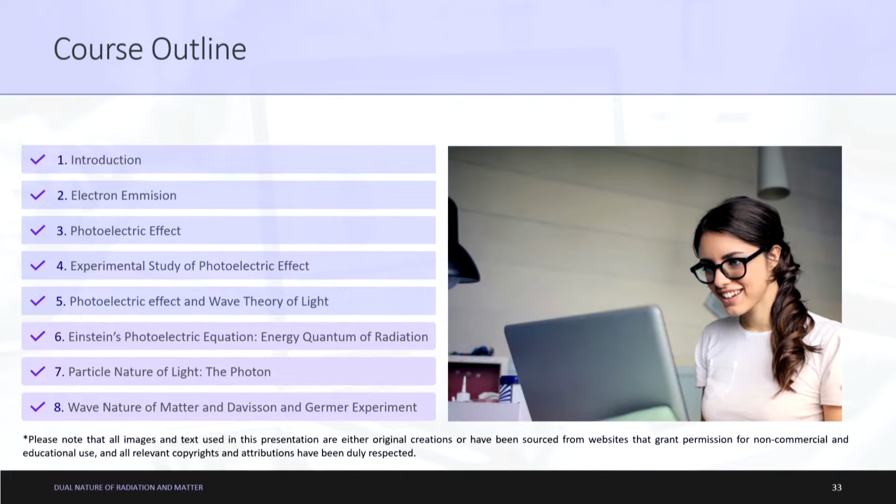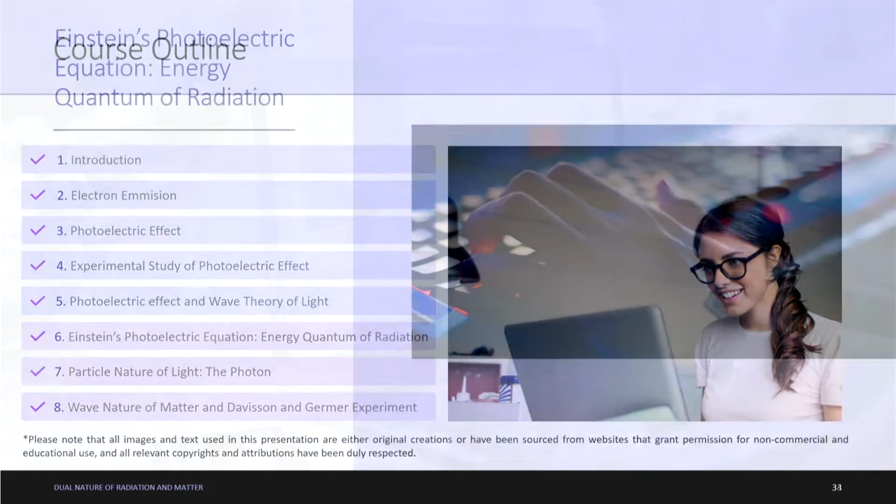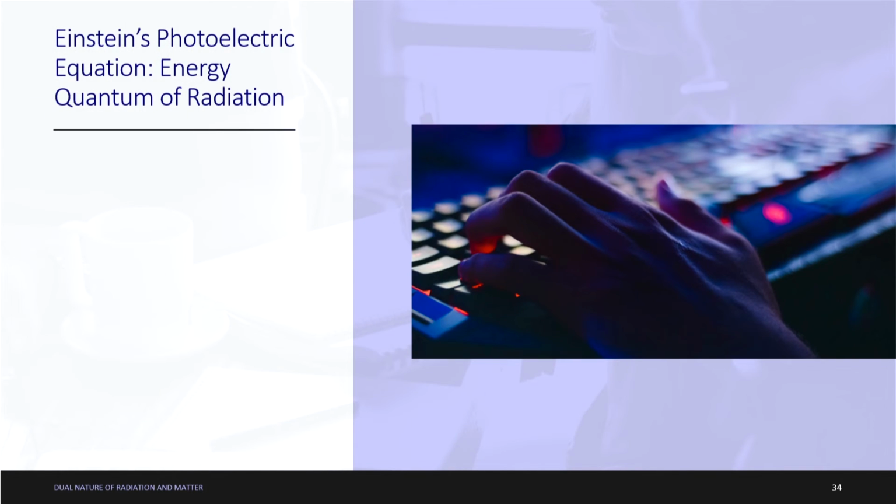Let's begin our discussion. Right now we are on the sixth part, Einstein's Photoelectric Equation, the energy quantum of radiation. In the previous lectures we completed the introduction, electron emission, photoelectric effect, experimental study of photoelectric effect, and wave theory of light. The equation part was already covered in the previous part of this lecture. Let's start with further discussions on this topic.